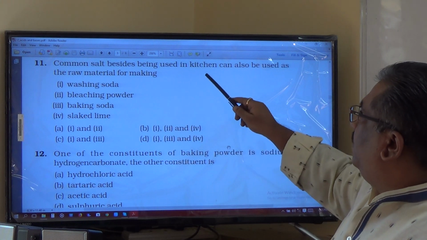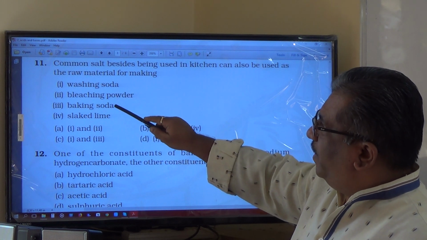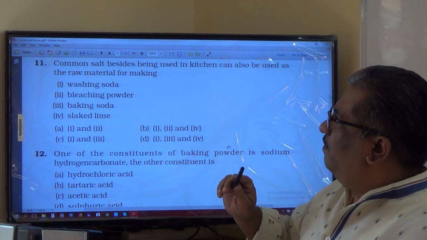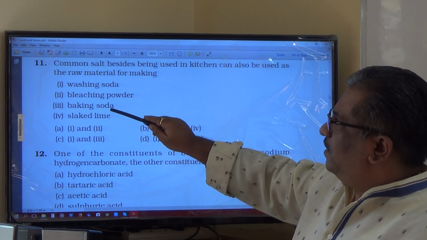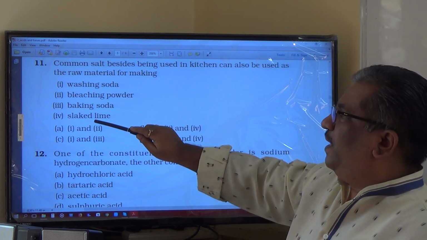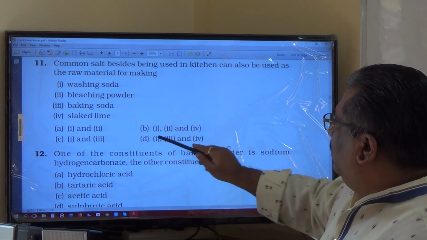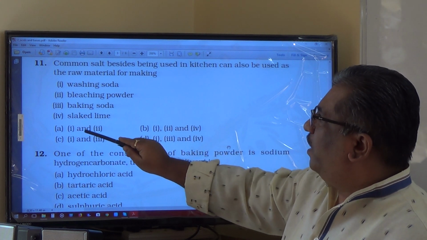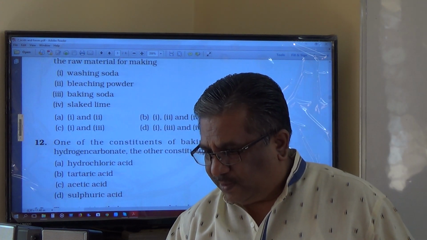Common salt, besides being used in the kitchen, can also be used as the raw material for making washing soda, bleaching powder, baking soda, slaked lime. Indirectly, all these are used, but you must specifically pick up. Washing soda, yes. Bleaching powder is also yes, but let me check it. Baking soda, yes. Slaked lime, no. 1, 2, 3 should be the answer. If not, at least 1 and 3 should be there. Let me check. C is the answer for this. Okay. Next one.